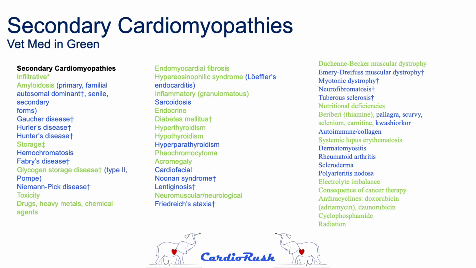Again, there's another way to think about the various things that can cause cardiomyopathy. This is useful because if you can identify an underlying cause, you may be able to reverse it. So this is a list from the human medical field, and the ones in green are ones that have clearly been identified and reported in veterinary medicine.